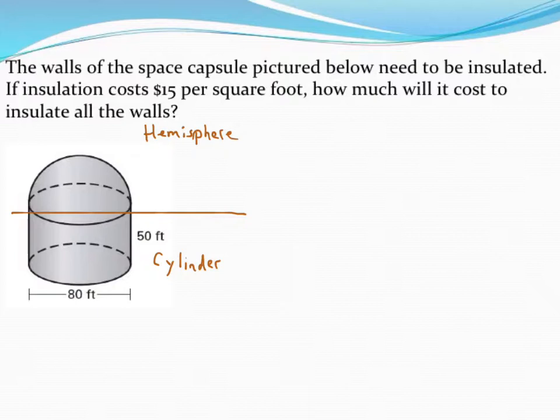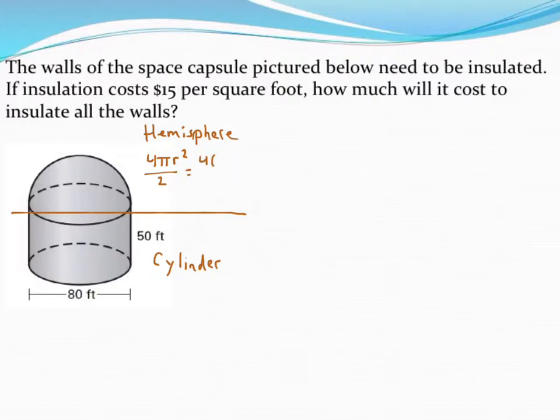So let's go ahead and start with the hemisphere. You'll recall, hopefully, that to find the surface area of a hemisphere, we're going to pretend there's a full sphere there. So 4 pi r squared gets me a full sphere, but because it's only half of it, I'll divide that by 2. So let's just go ahead and get an approximate answer.